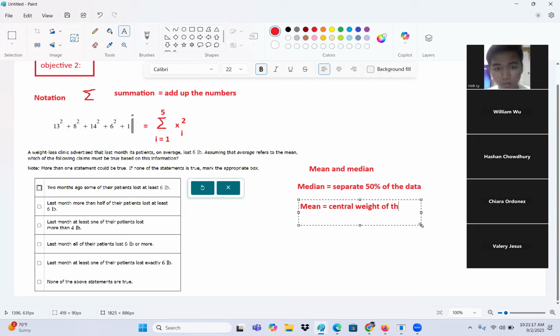The mean is like the essential weights of the data. It doesn't mean that the other thing is correct, so let me just double check that.